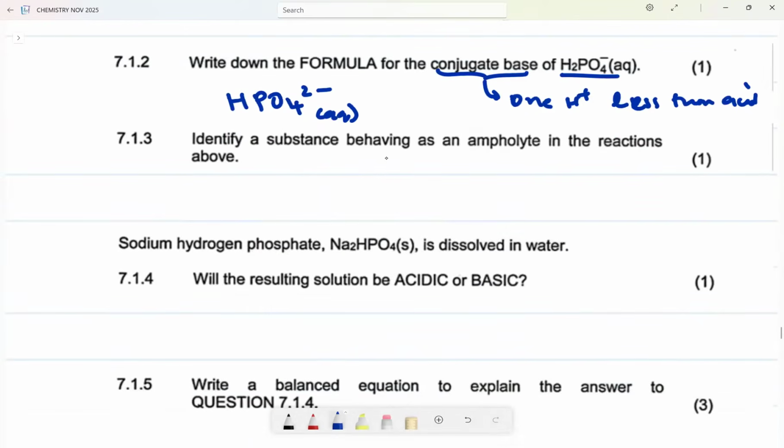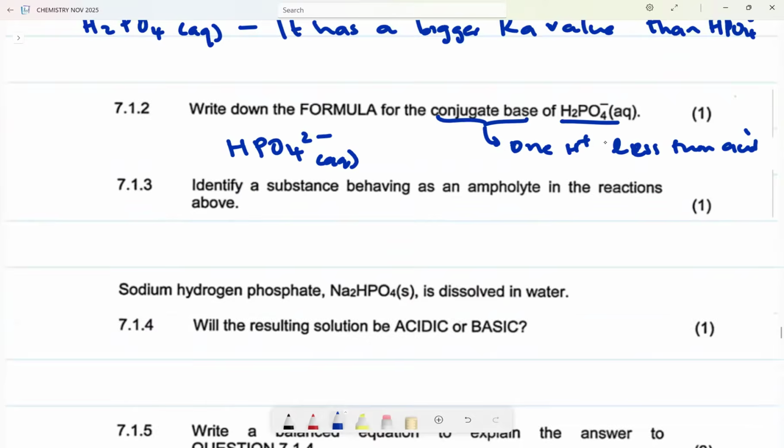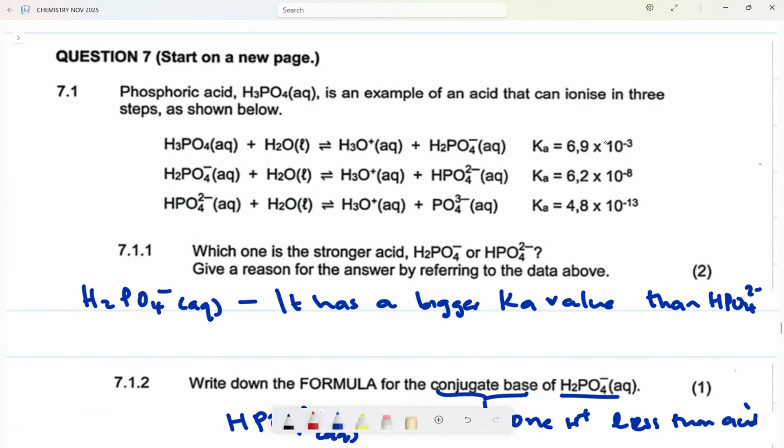Identify a substance behaving as an ampholyte in these reactions. So let's look at these individually. We know this is an acid, it reacts with this, so this is a base, and then it forms this, which is an acid, and this is going to be a base. Then this one here donates. So this is an acid here and this is a base. HPO4 donated again, so this is an acid here, this is a base. So already H2O no, H3O plus no.